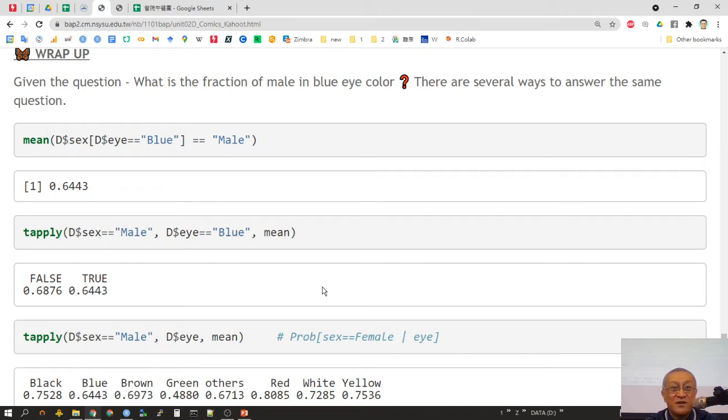Say because I want to see the fraction of male, right? So I take the mean to get the fraction of male, and I do it by blue, right? I test the eye color equal to blue. So I have two numbers, right? If I do it this way, instead of one, I will have two numbers. So this number is the fraction of male in the blue-eyed, okay?